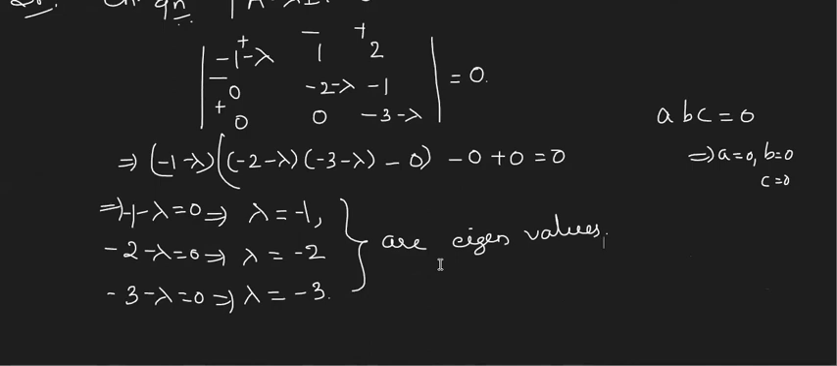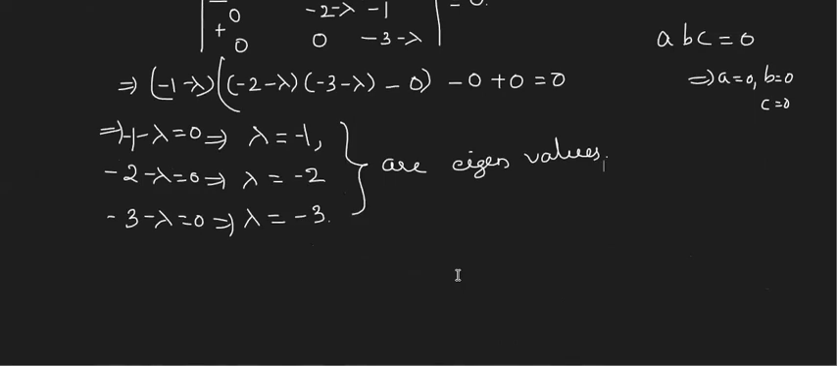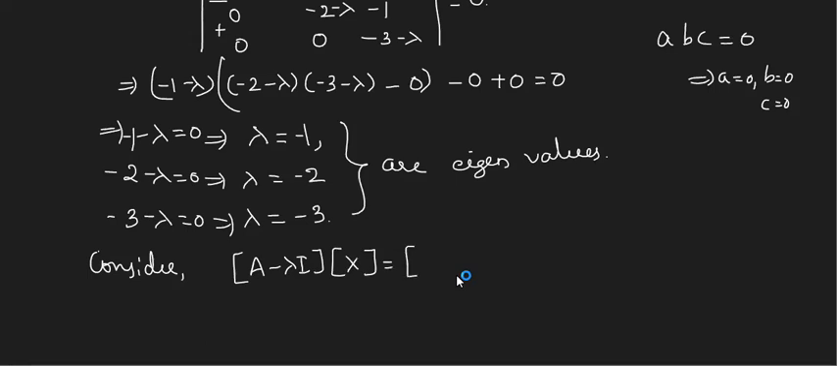Did you get the point? If not, there are some problems that I'll take after this. So these are the eigenvalues. Now what is to be taken up? We have to find the eigenvector. For that, tell me the system of equations. Matrix A minus λI into matrix X is equal to 0 matrix.